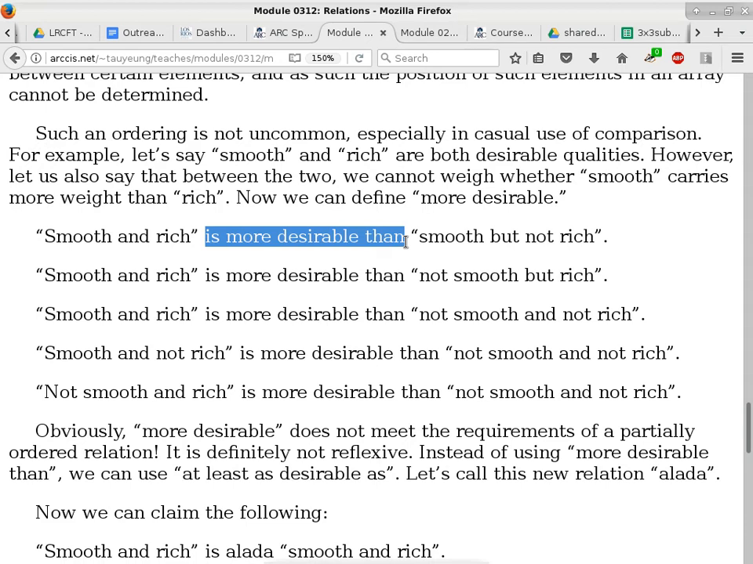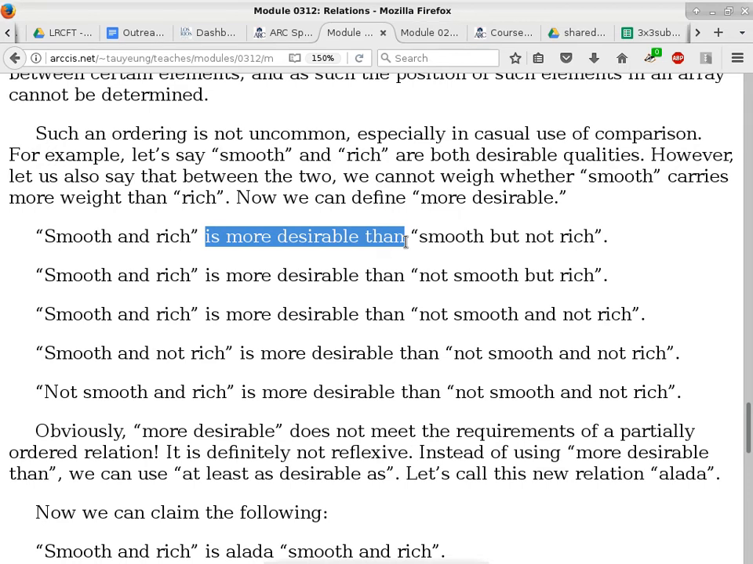Okay, so what are the elements of this particular set? There are 4 elements in this particular set. The first element is not smooth and not rich. One element: smooth but not rich. Another element: not smooth but rich. And the last element is smooth and rich at the same time. So we got 4 elements. So we want to find out, is this relation "more desirable than" reflexive? It's not reflexive, okay? Because smooth and rich is not more desirable than smooth and rich. It's missing, so it's not reflexive. And as a result, that relation is not a partial ordering relation.